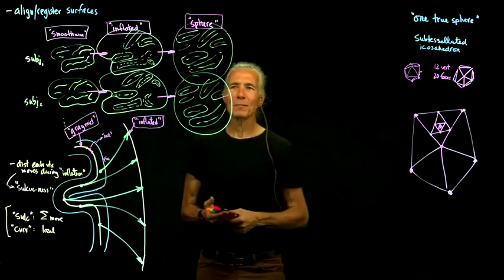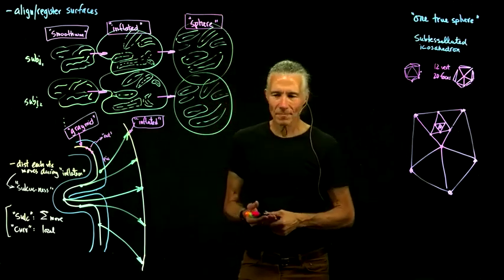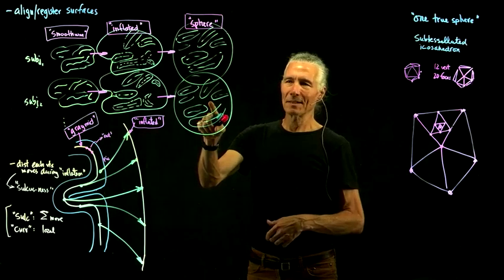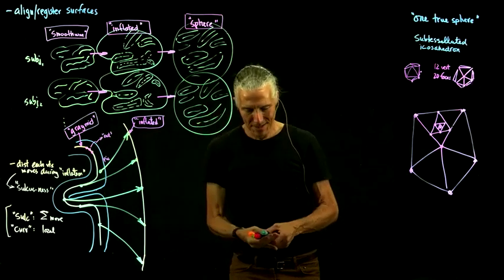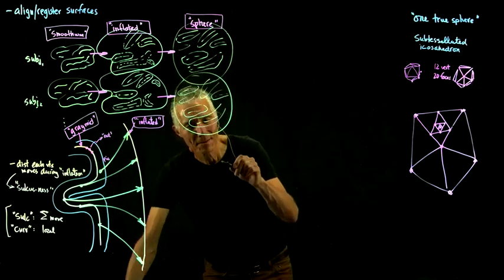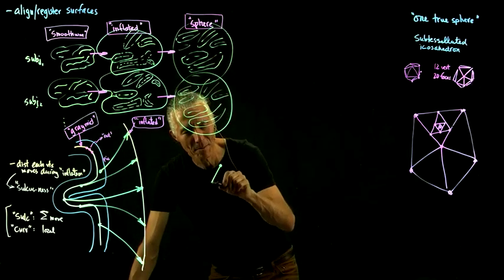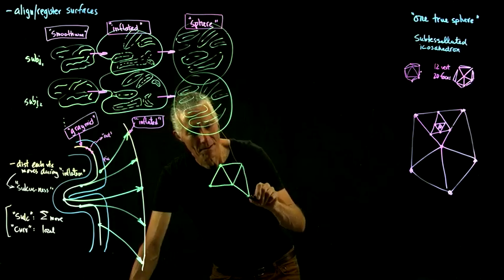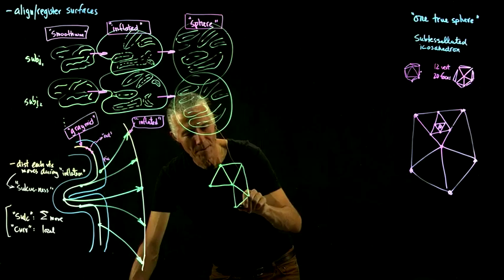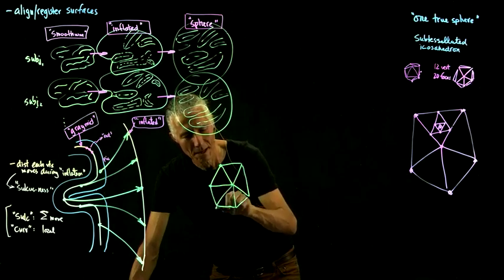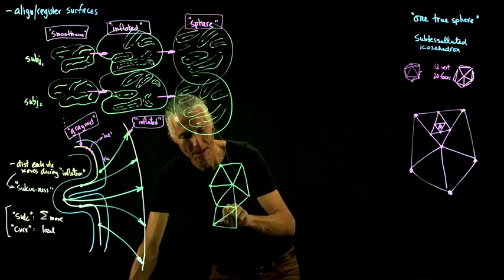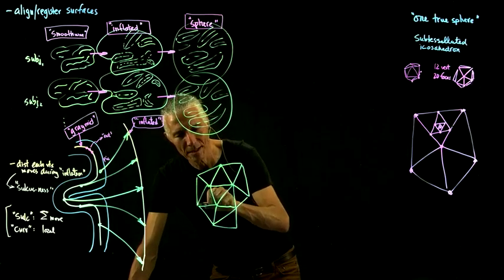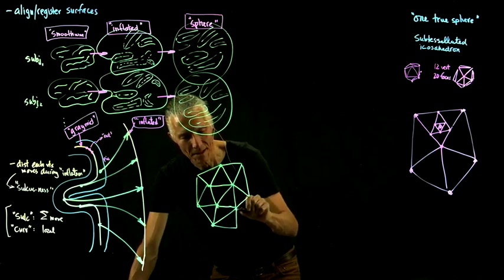So now the problem is we need to align these guys to that sphere. And so what's going on there? Well, that's a little bit of a hairy problem. So we've got one mesh, a bunch of triangles. And say this green mesh is the one true sphere.